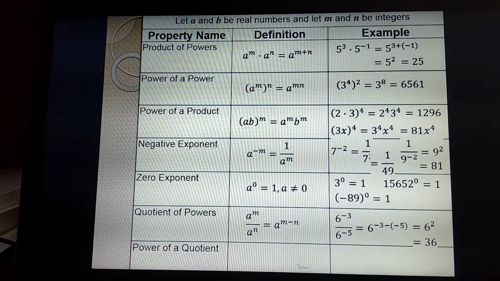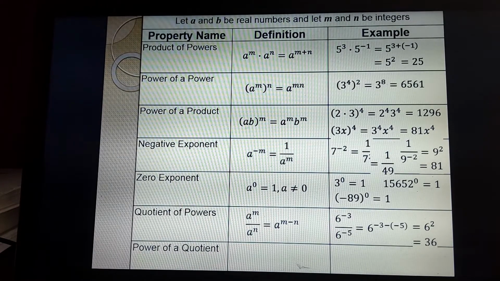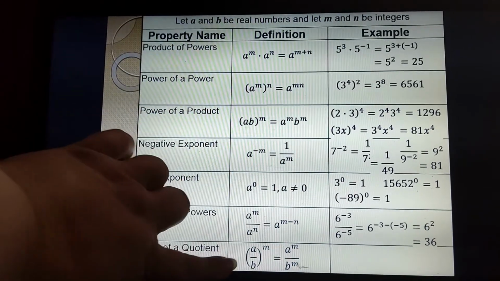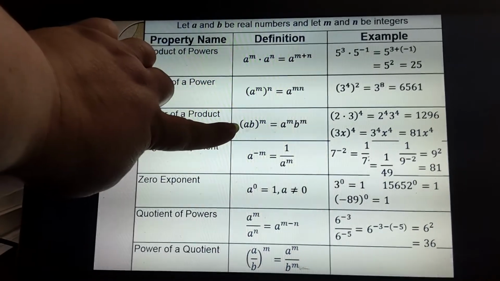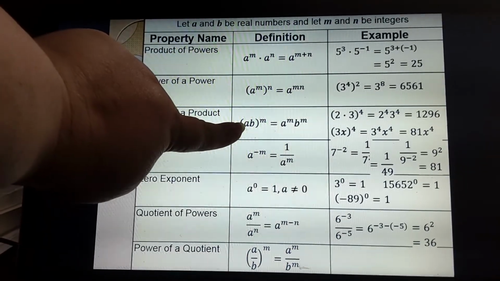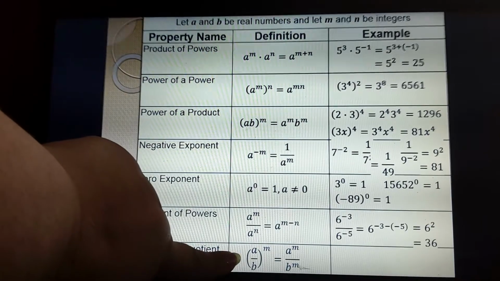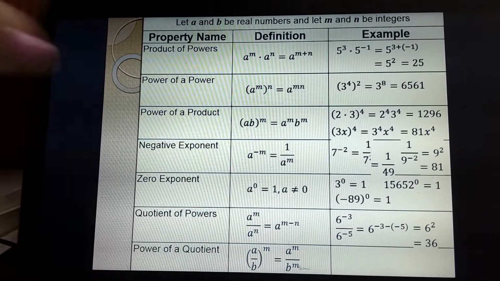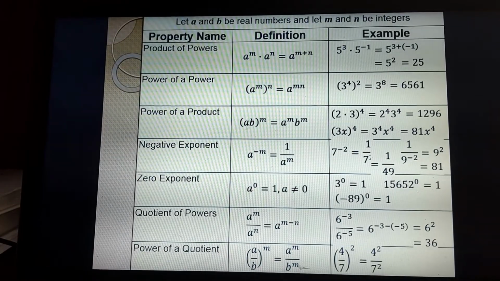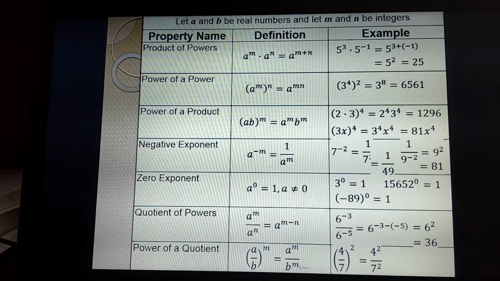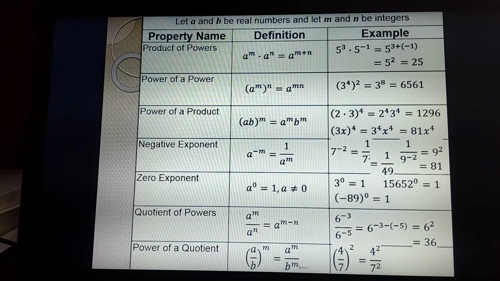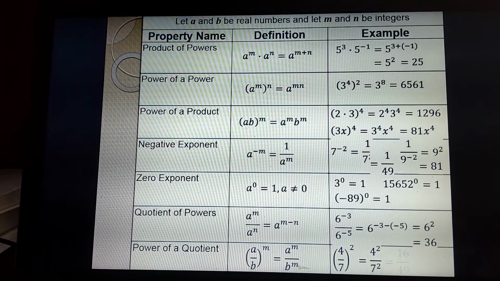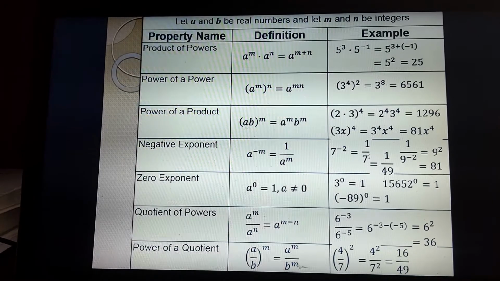Okay, power of a quotient means you have two things being divided and you're taking it to a power. So this one goes hand in hand with the one up here, the product of powers. Here you're multiplying two different bases. Here you're dividing two different bases. You distribute the exponent here too. So it might look like this. 4 over 7, squared. 4 and 7 are not the same base. They're being divided. So I distribute the 2. It becomes 16 over 49.